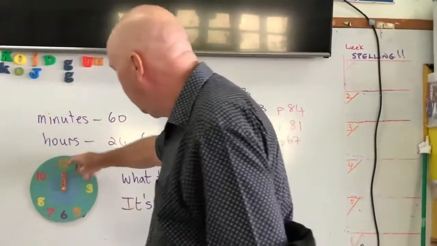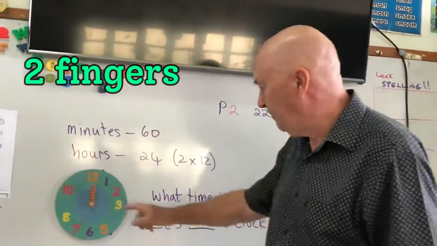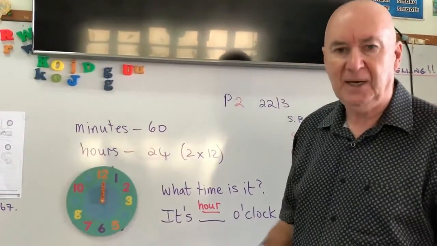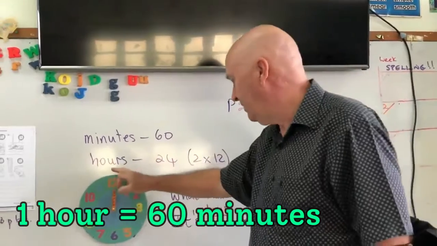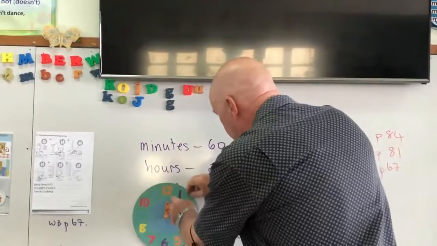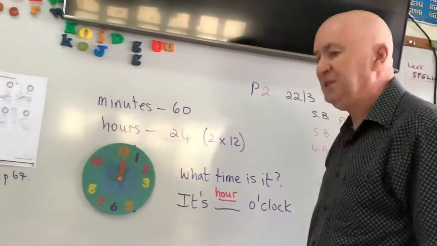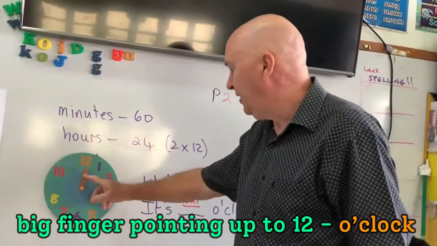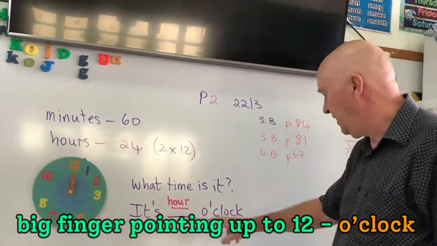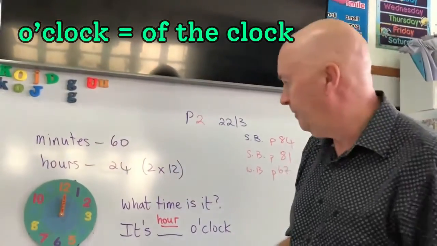So, on our clocks, there's 2 fingers, okay? The big finger tells us the minutes, and in 1 hour we have 60 minutes. So the big finger going all the way around back to there is 60 minutes, okay? And when the big finger is pointing up to 12, then we say it's o'clock. O'clock just means of the clock, okay?